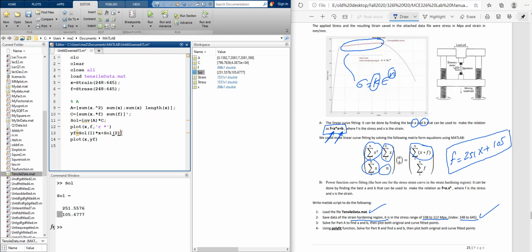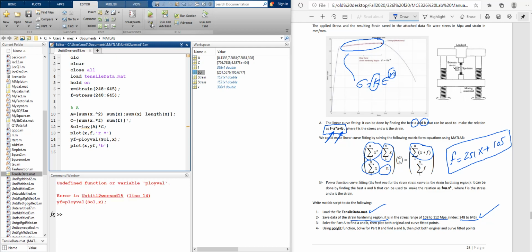Or if you don't want to write this one, write polyval, because it's a polynomial. Evaluate this polynomial. Which polynomial? It is the polynomial SOL. At which point? At each X point. That's it. And here, I want to plot them continuous, but using blue. And surely we have to write hold on like this.